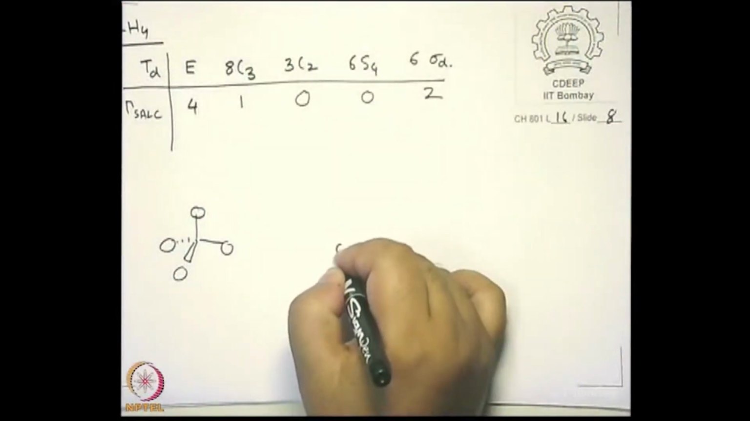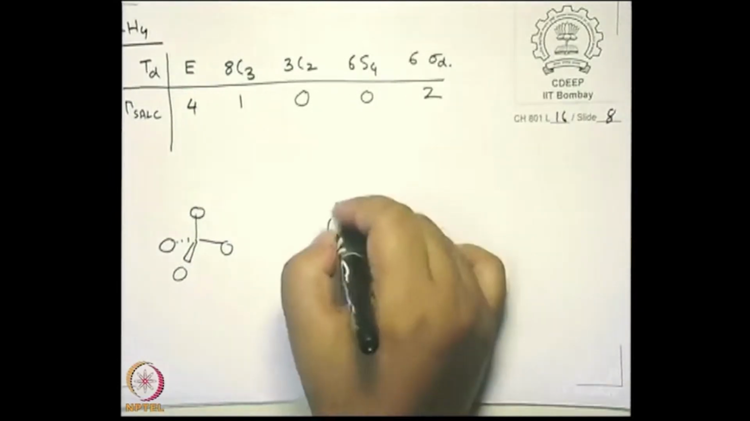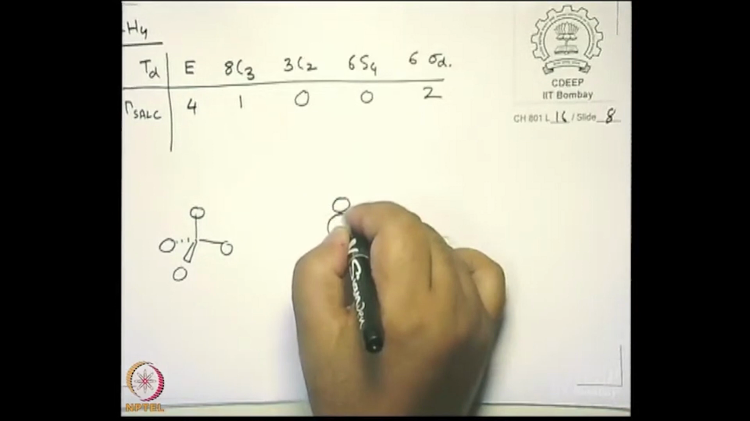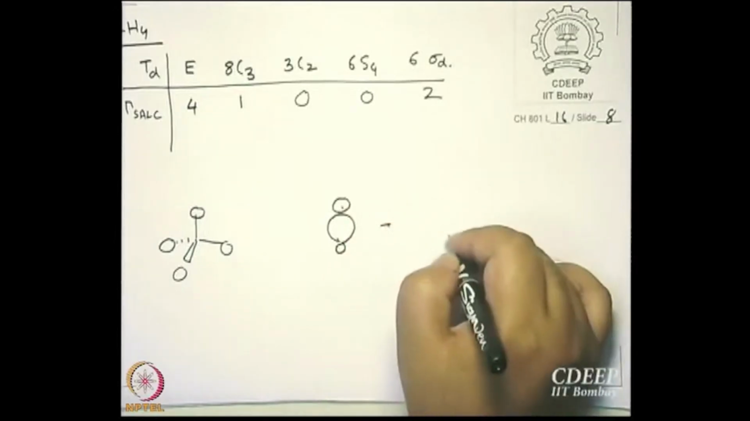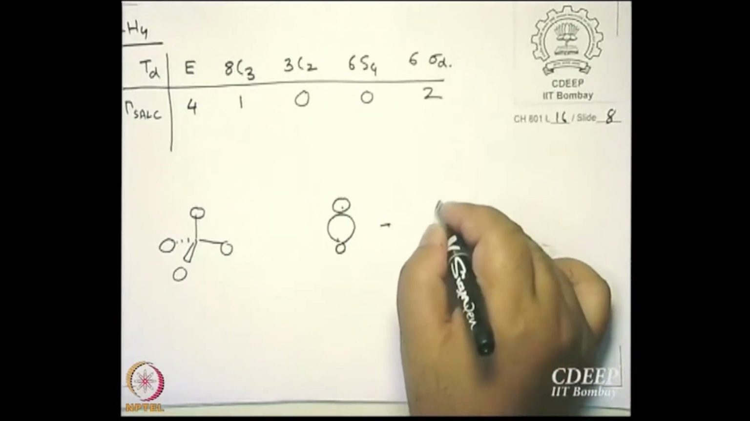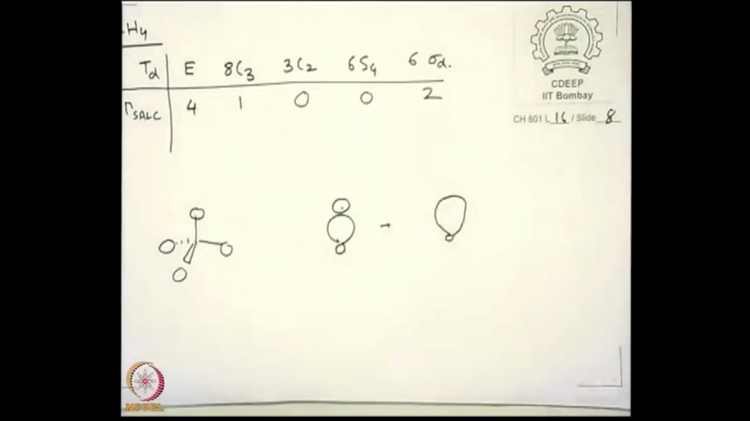Maybe first generate the sp3 orbital of this and then combine it with the 1s orbital of hydrogen. This is carbon, this is hydrogen. So you get a molecular orbital that looks something like this. How many such molecular orbitals would be there? 4. And would they all be equivalent or no? They should be all equivalent. So they should be degenerate.